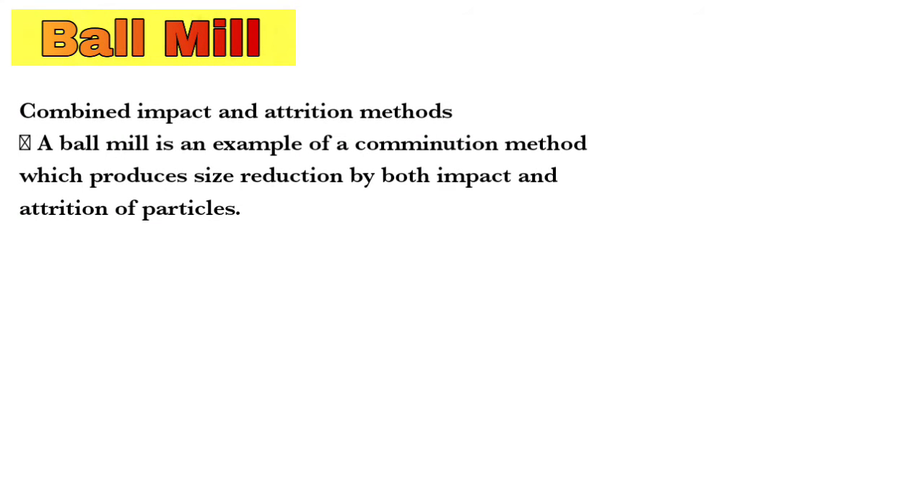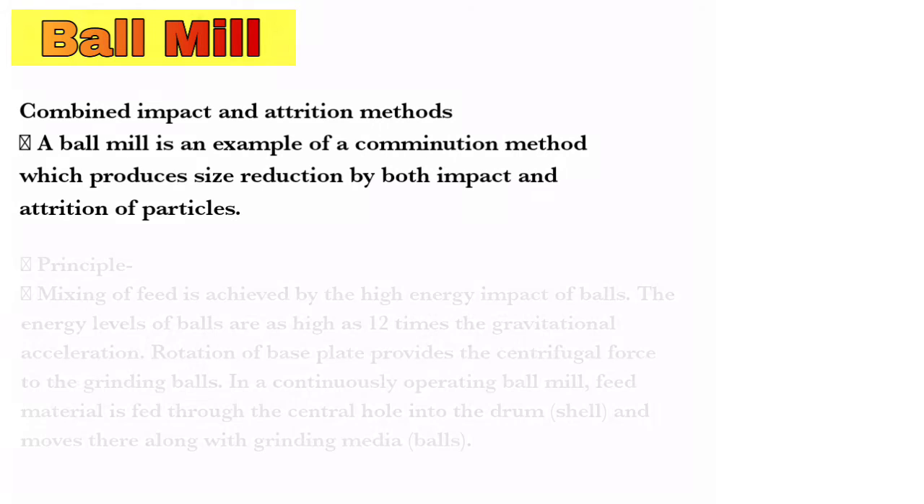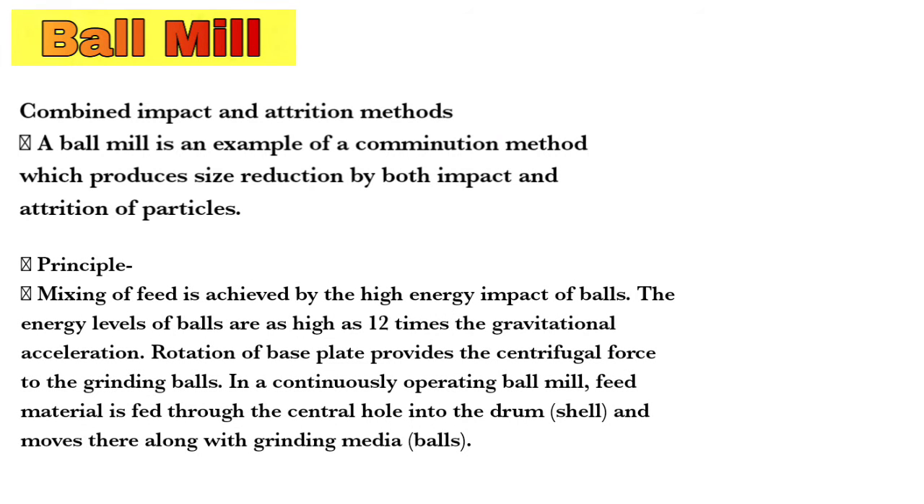So our first subtopic is the ball mill. A ball mill is an example of a comminution method which produces size reduction by both impact and attrition of particles, same as the fluid energy mill.